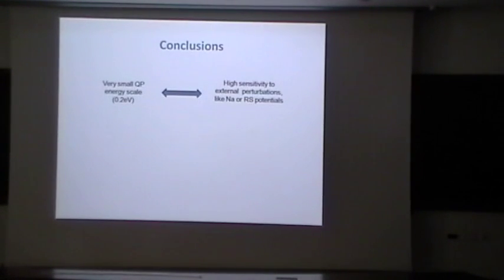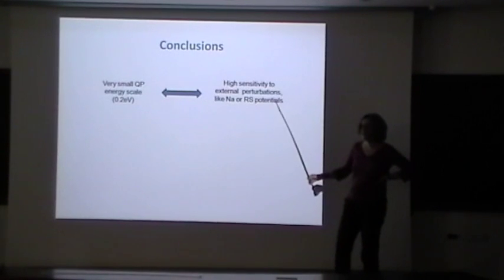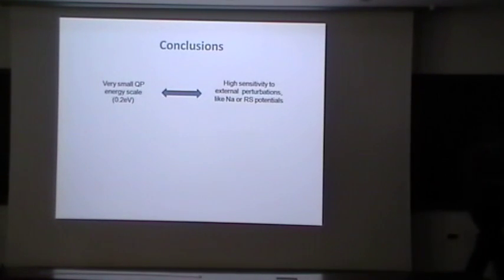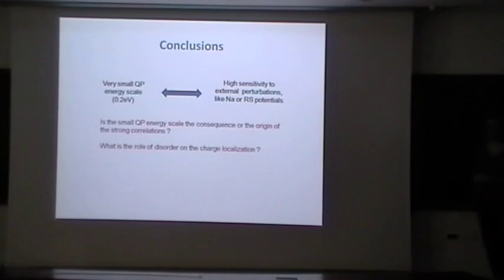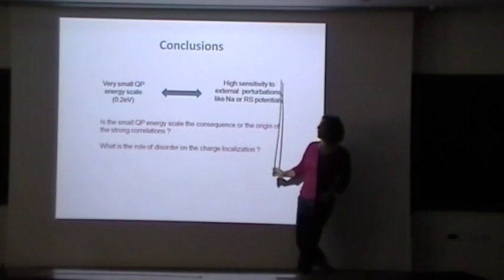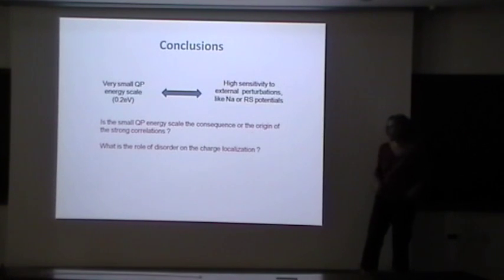Okay, so that's basically what I wanted to say, and to conclude briefly, I think what we know for sure here is that we have a very small quasi-particle energy scale, and we have a high sensitivity to external perturbation like sodium or rock salt potentials. Now, what is a little bit more difficult to know is what is the driving force and what is the consequence of the other. So we could, of course, if we have this small quasi-particle energy scale to start with, it's quite logical that they will be very sensitive to any perturbation because they will be easy to trap.